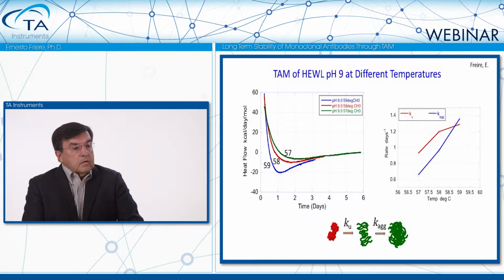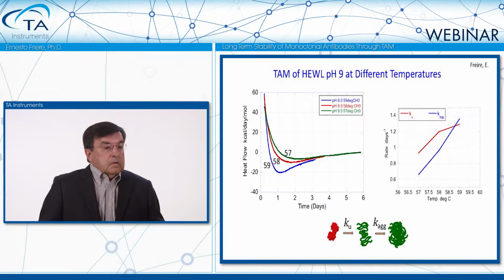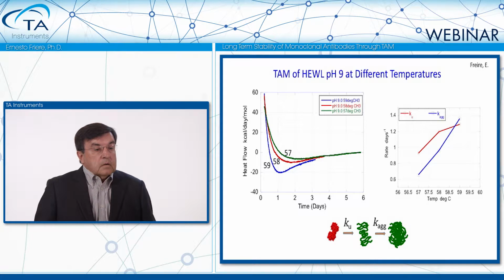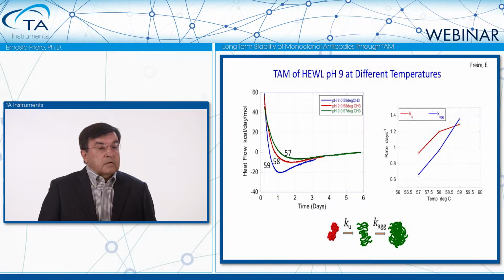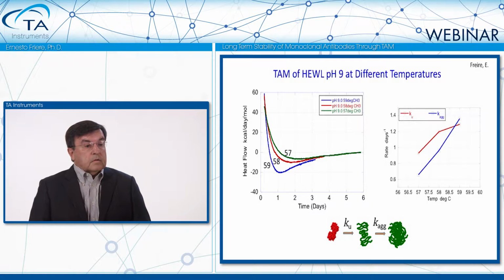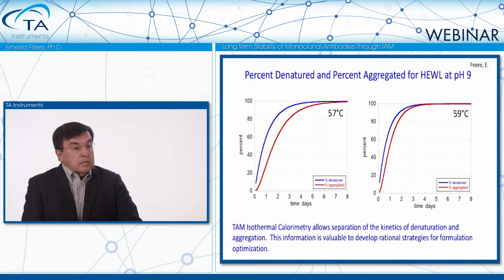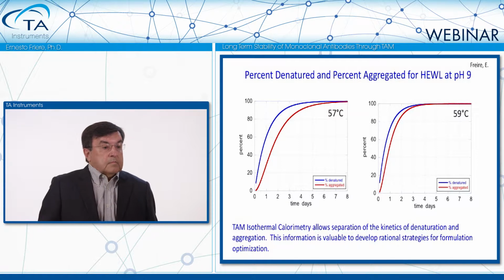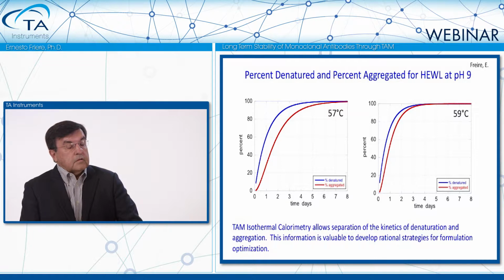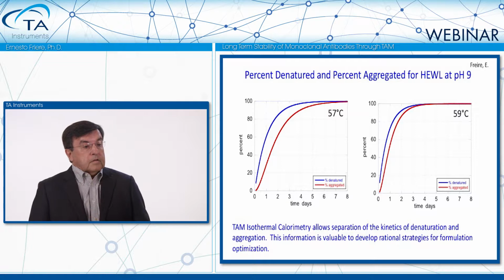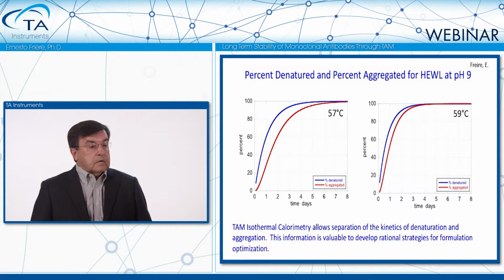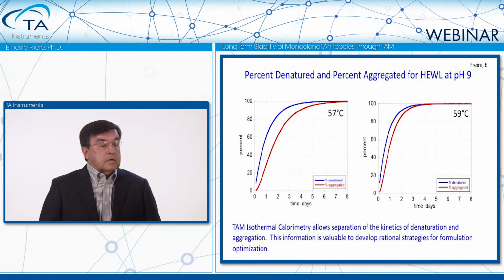If we do those experiments at different temperatures, the TAM will produce something like that. And on the right-hand side, I have the rate constants that were calculated for aggregation and denaturation at the 3 different temperatures. And more importantly, the TAM experiments allow you to calculate the percent of denatured and percent of aggregated protein at the different temperatures. In the left graph, you see in blue, the percent of denatured protein, and in red, the percent of aggregated protein, which occurs after denaturation, as expected from the experiment.